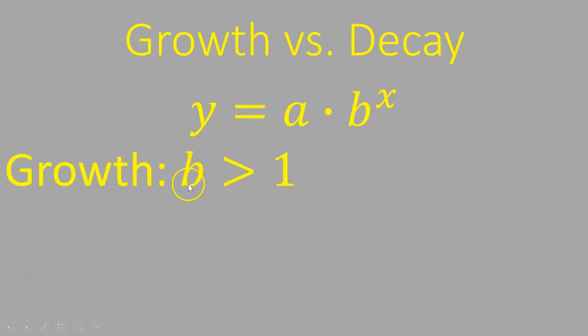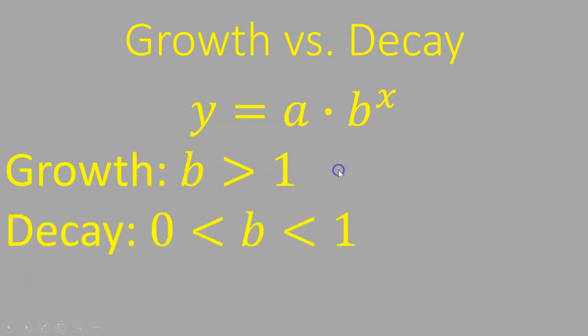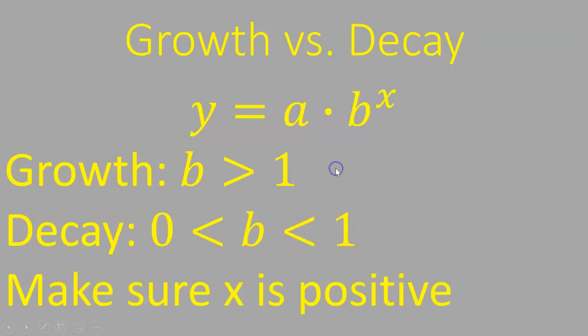Okay, now we have this concept of growth versus decay, which is very important when you're graphing. Again, there's the exponential base. If the base is bigger than 1, remember it can't be 1, but if it's bigger than 1, it's growth. If it's between 0 and 1, it's decay. Okay, remember it can't be 0, can't be 1, can't be negative.